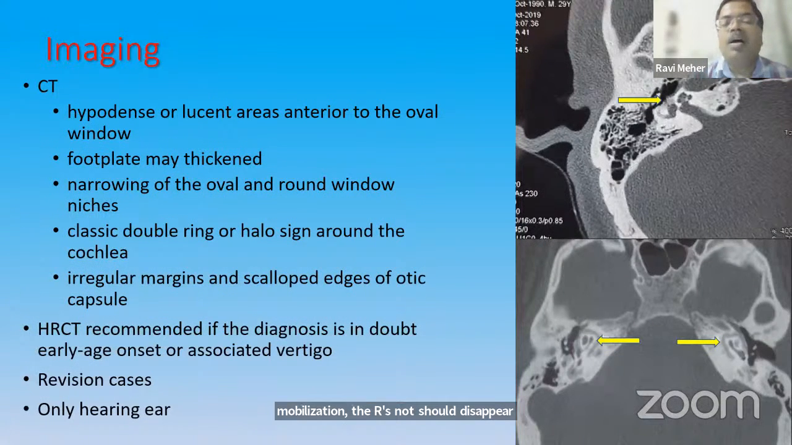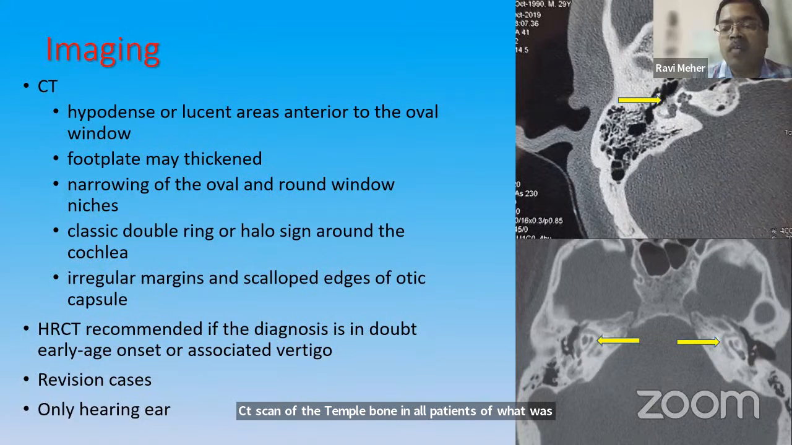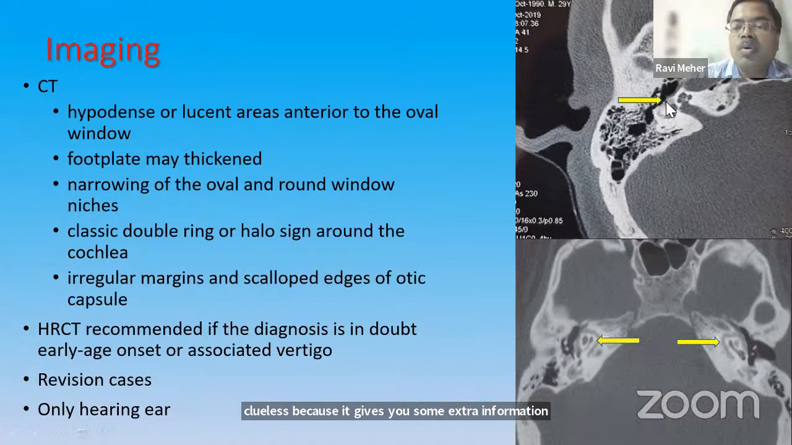Imaging. When I was a resident, we never used to do imaging of the stapes, but it is important. And if you have the facility of radiological imaging at your institution, we must get a CT scan of the temporal bone in all patients of otosclerosis, because it gives you some extra information. And here you can see that there is an otospongiotic focus, which is just anterior to the footplate area, right?